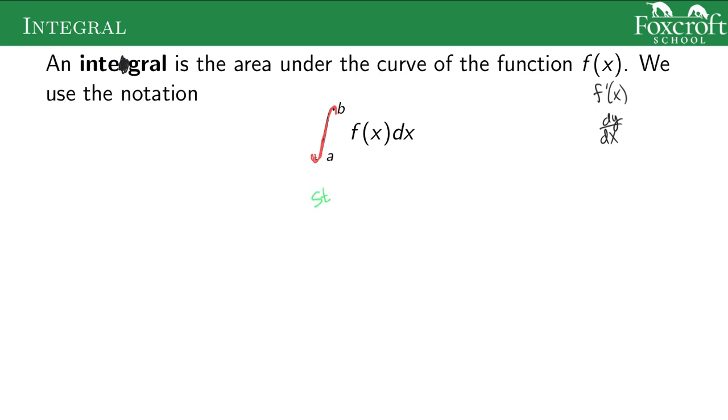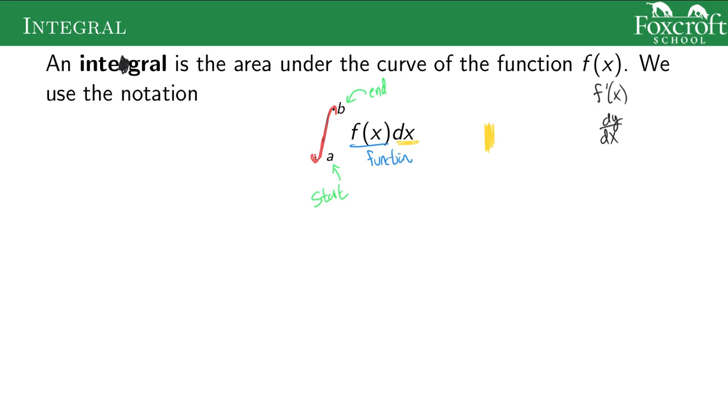On the bottom, we have the start of where our area is going to start in terms of the x value. And at the top, we have the end. And then, of course, f of x is our function we care about. It's going to give us some graph that we're finding an area under. And this dx part means what variable we care about. So we're doing it in the x direction. For pretty much all of this class, it'll be dx.